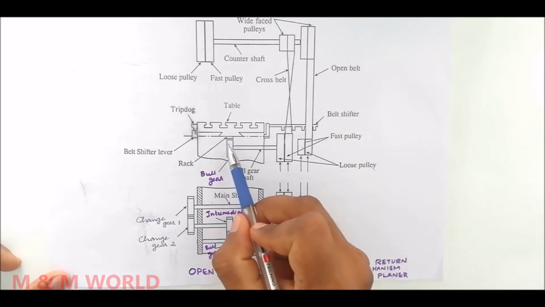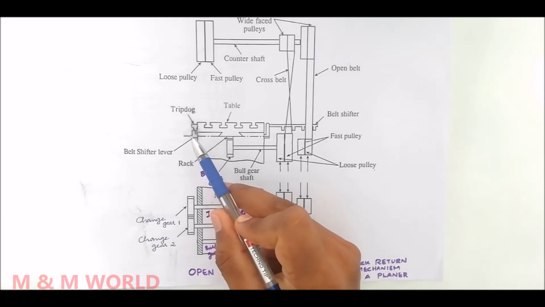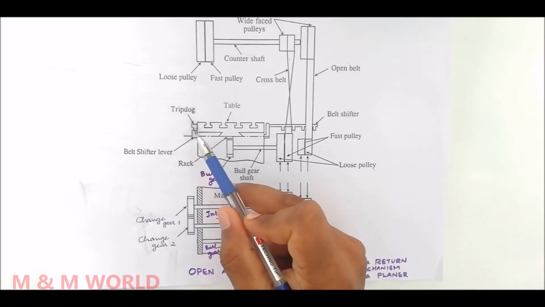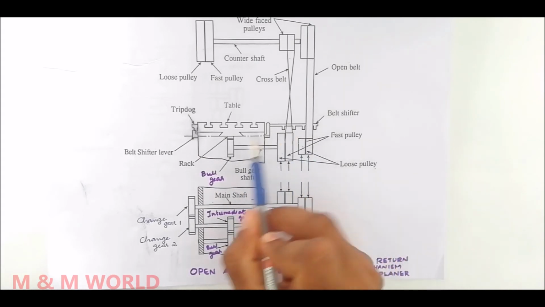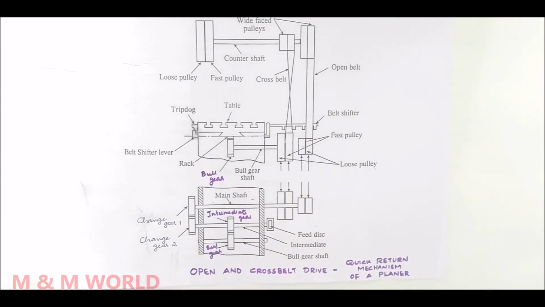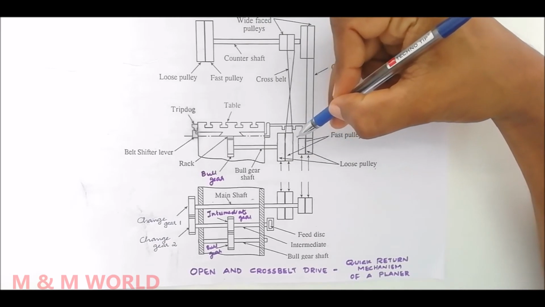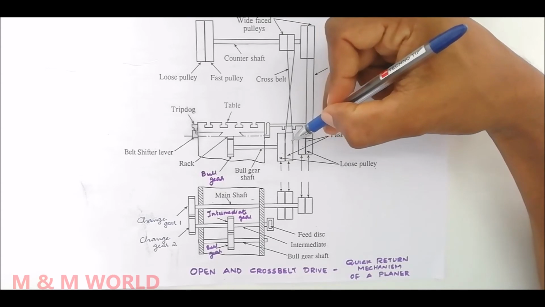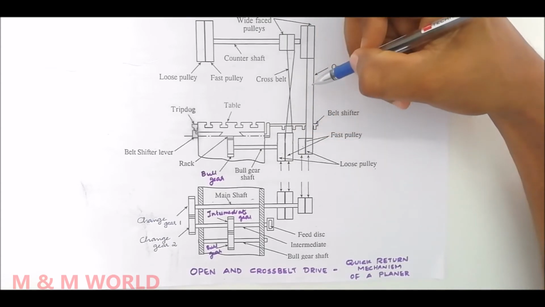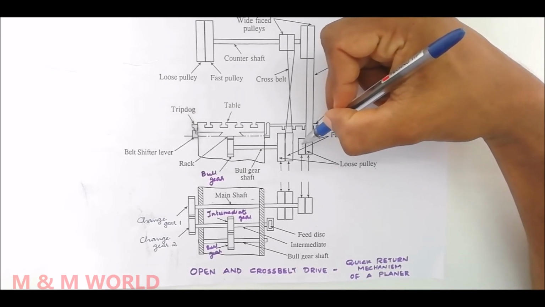At the end of the forward stroke, a trip dog mounted on the side of the planer table operates. This trip dog operates the belt shifter with the help of the belt shifter lever, so that the cross belt may be shifted from the driving pulley, this tight pulley, to the loose pulley, and the open belt shifted from this loose pulley to this tight pulley.